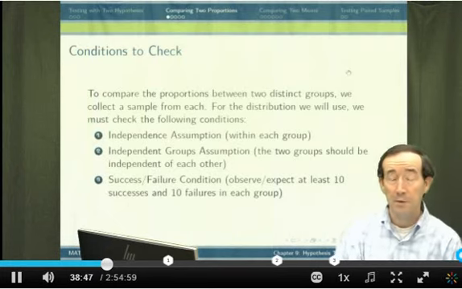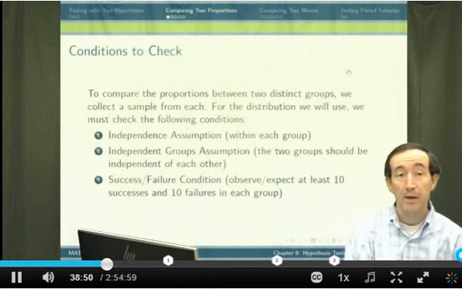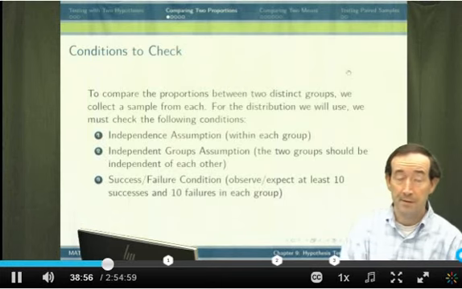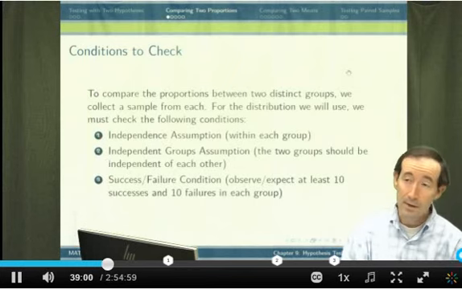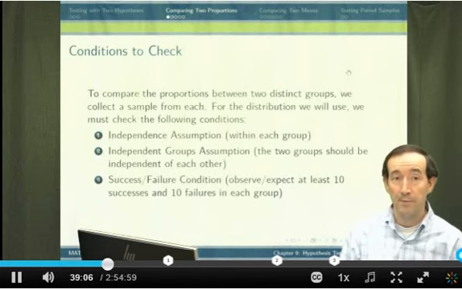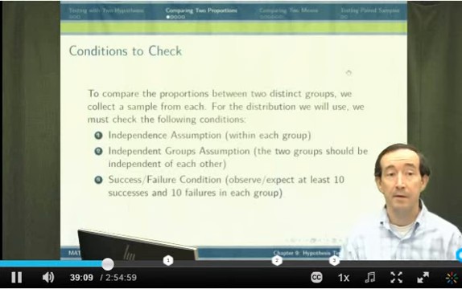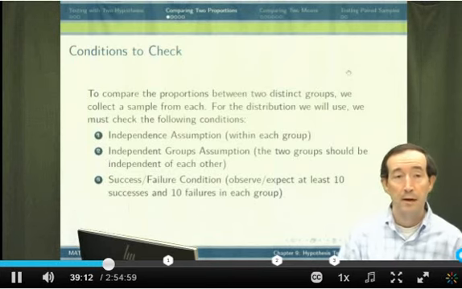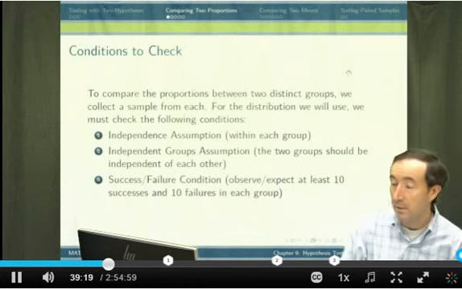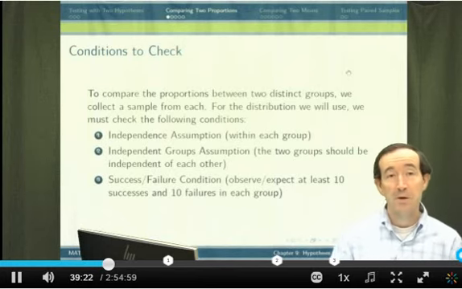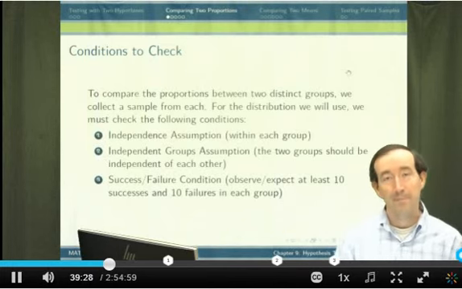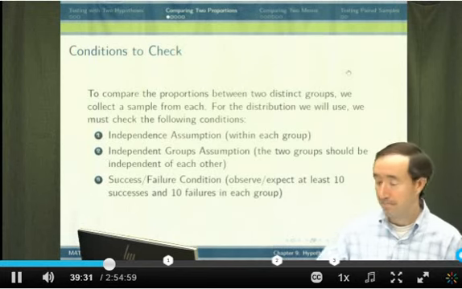And then lastly, we do need to check the success and failure condition. Because we have two different samples, we need it to be satisfied within each sample. So whatever I'm calling a success or a failure in terms of my proportions, I need my sample from group 1 to include at least 10 successes and 10 failures, or if I'm doing this beforehand using a null hypothesis, I need to expect at least 10 successes and 10 failures in the group. And the same thing is true for the second group. I need to observe or expect at least 10 successes and at least 10 failures in that group. If all three of these conditions are satisfied, then I can use my standard hypothesis test for two samples comparing proportions.